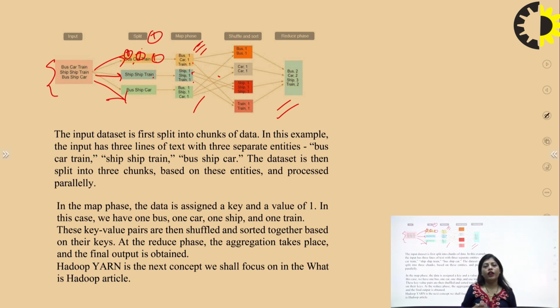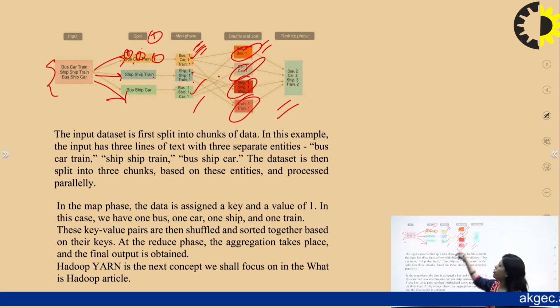After the map phase, we shuffle and sort the data. For example, we take bus from here and bus from here, so we shuffle the data and make it a whole unit. After that, the second unit is car, the third unit is ship, and the fourth unit is train. This is the shuffle stage of MapReduce.